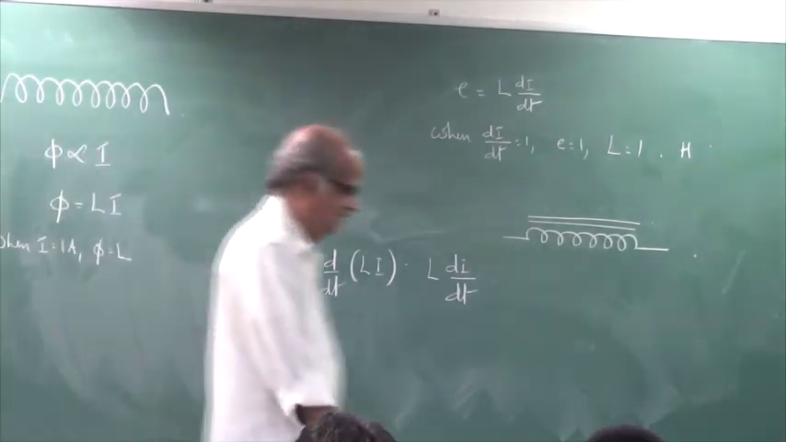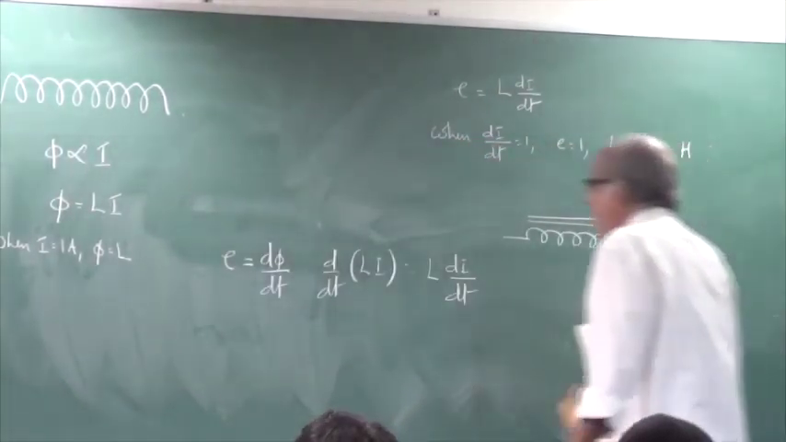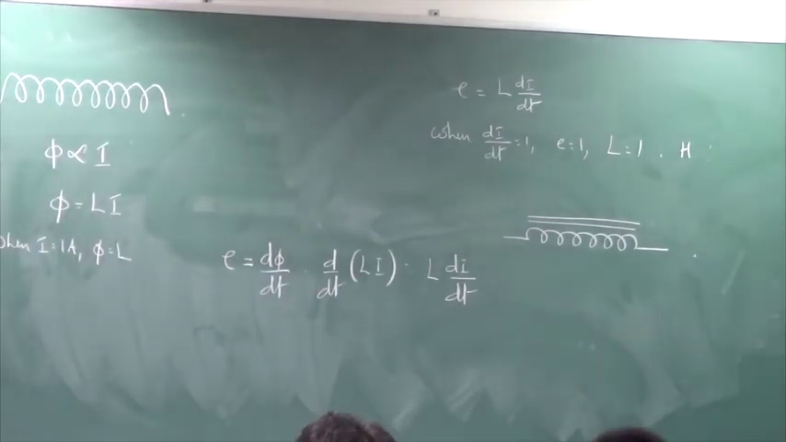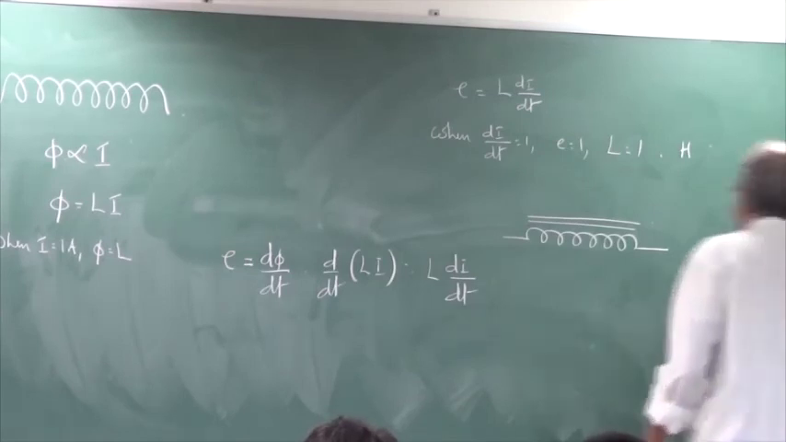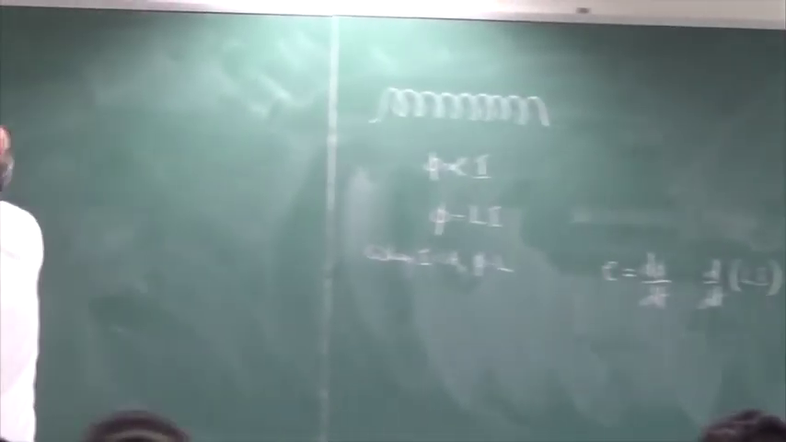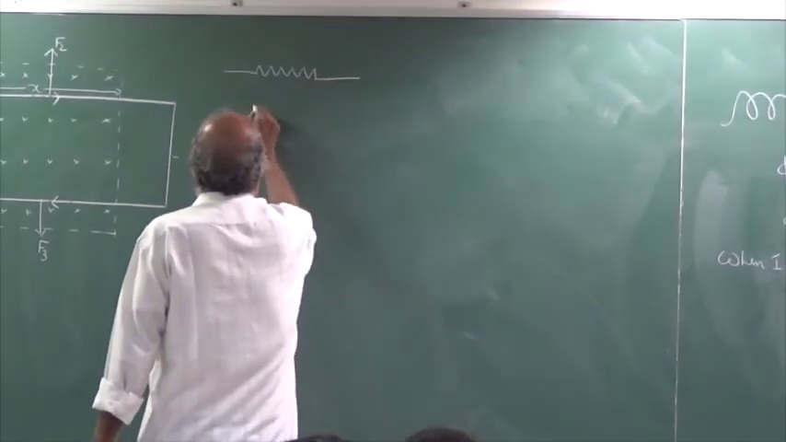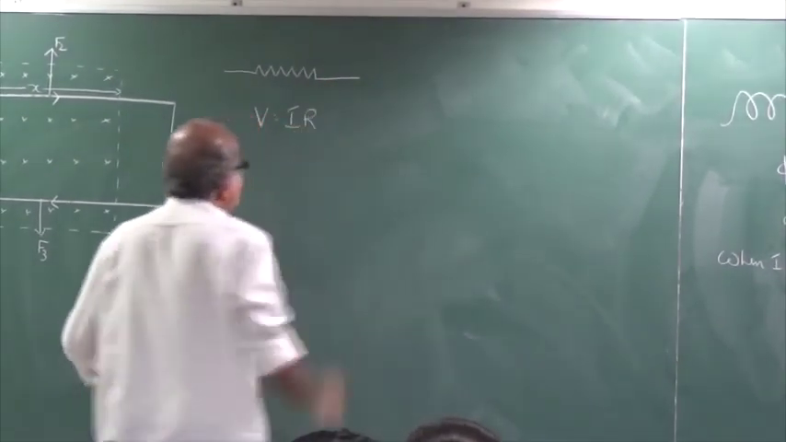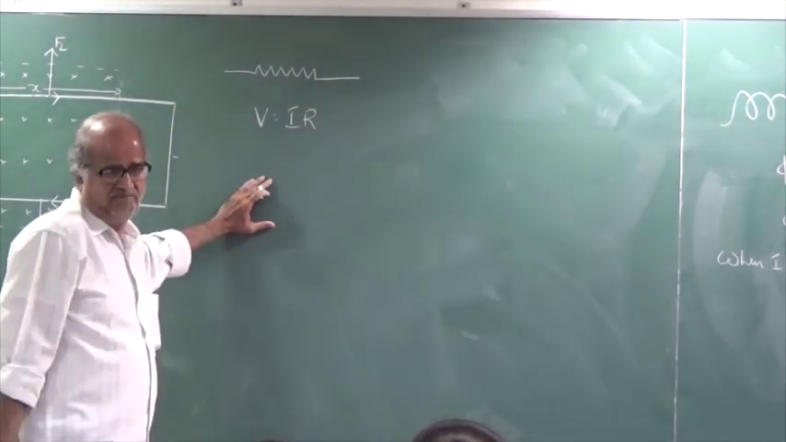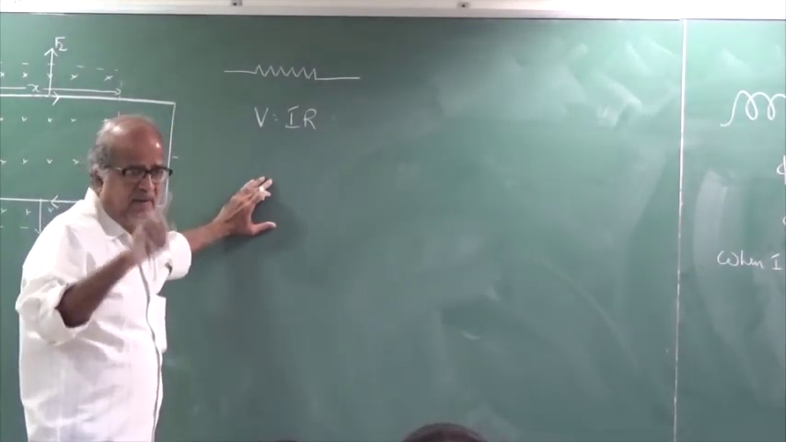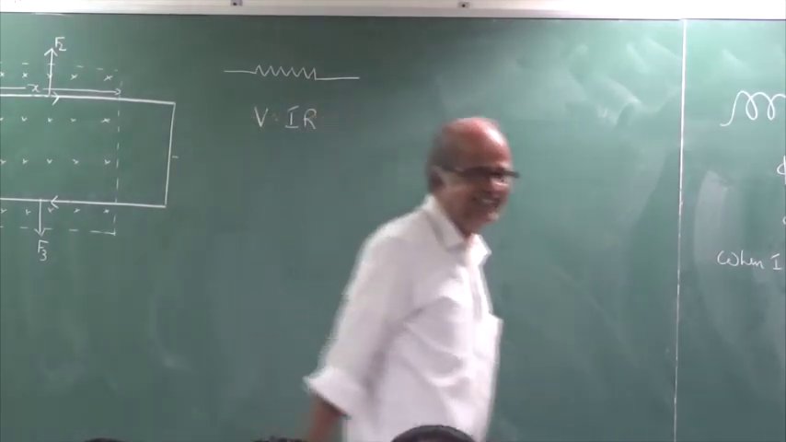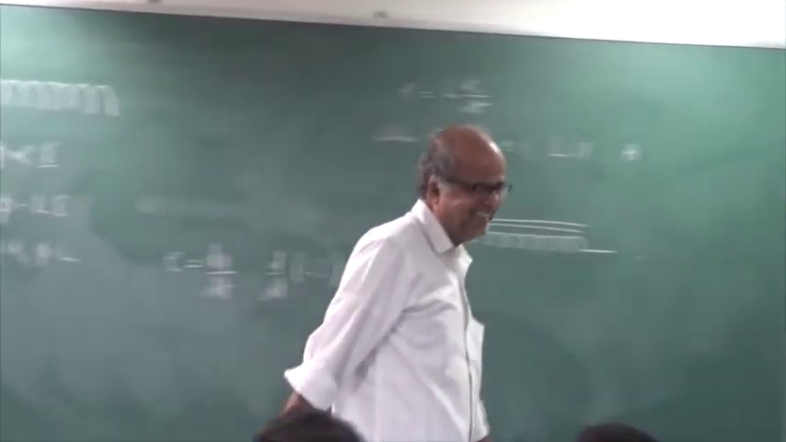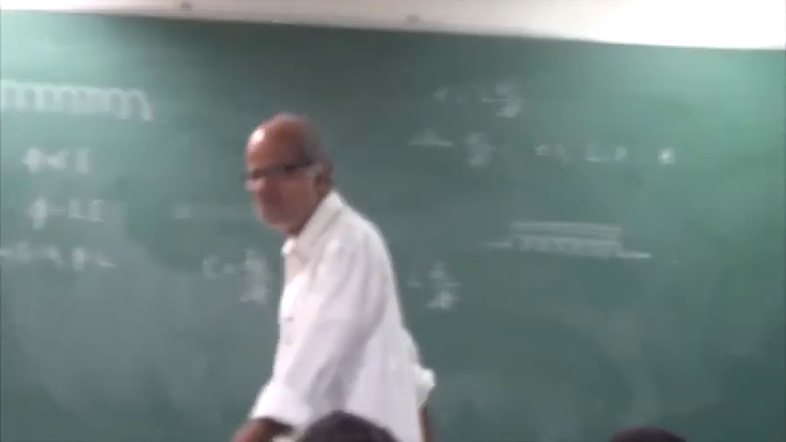Now we have the relation connecting voltage and current for 3 circuit elements. What are they? For a resistor, V is equal to IR or I is equal to V by R. When a current flows through a resistor, the resistor gets heated up. There is always a dissipation of energy. A resistor can never store energy. It will dissipate energy in the form of heat.